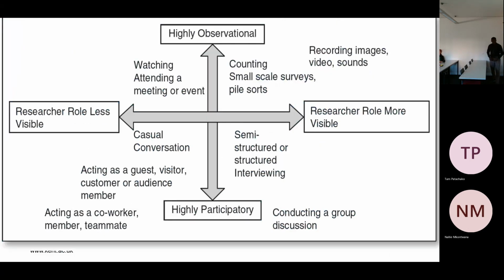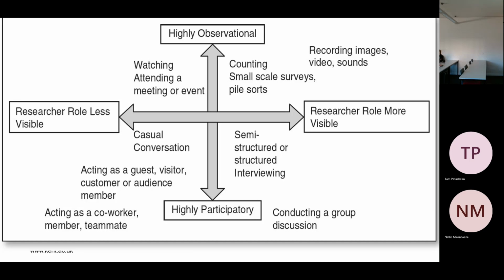Moving on, let's pay careful attention to this. I'll give you a moment to take a look at it carefully. Above, we've got highly observational. And on the right, we have researcher's role more visible, and researcher's role less visible. And below, highly participatory. Between highly observational and researcher's role less visible, we have watching and attending a meeting or an event.